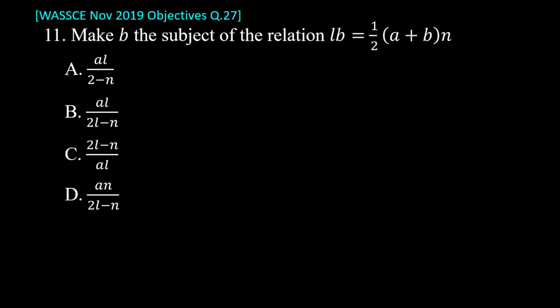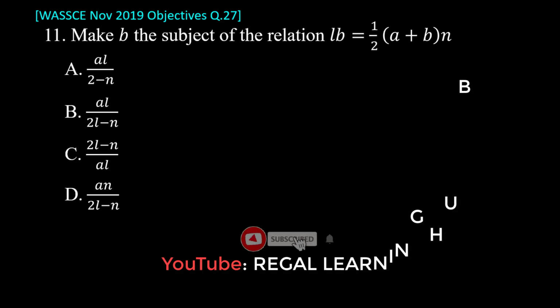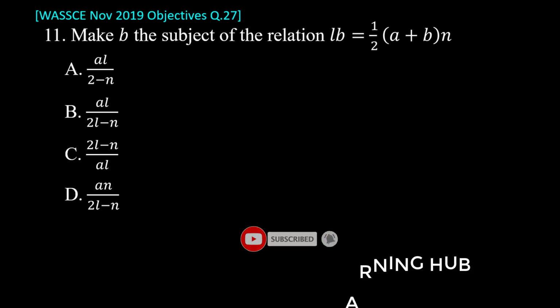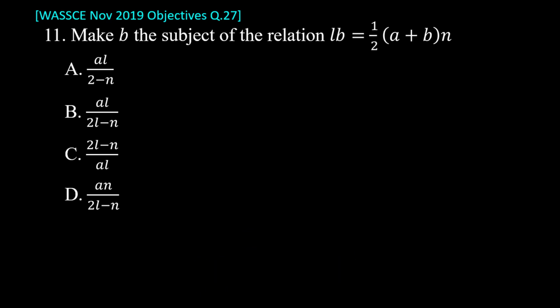Option A, AL over 2 minus N. Option B, AL over 2L minus N. Option C, 2L minus N all over AL. Option D, AN over 2L minus N.